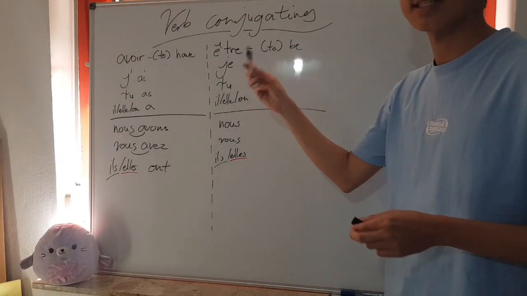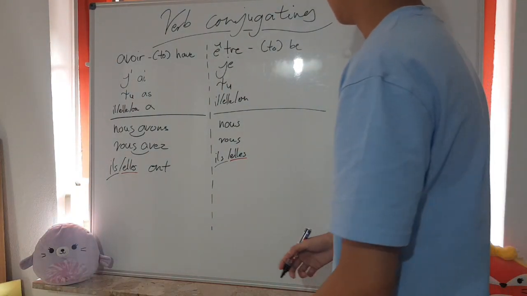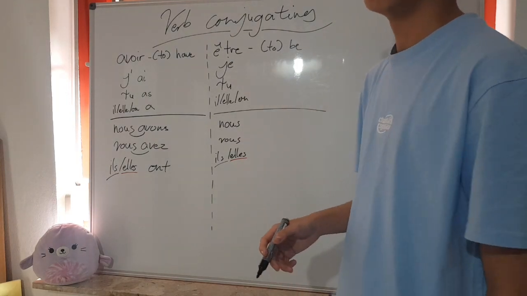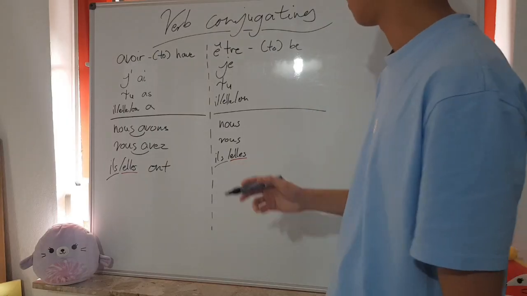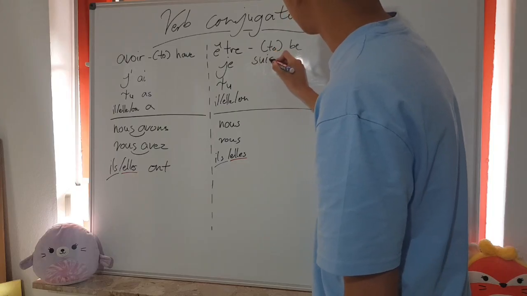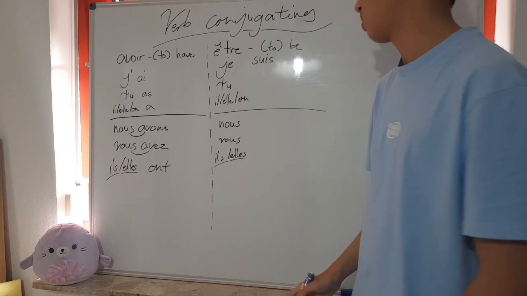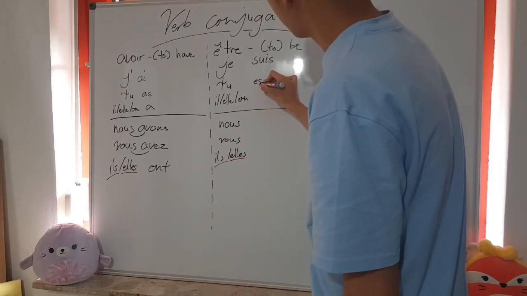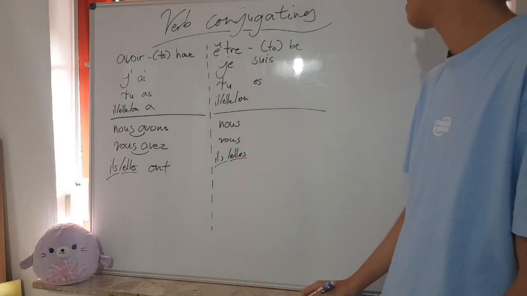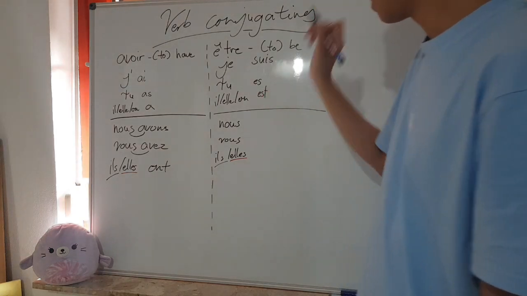We have être, which means to be, which is also an irregular verb. Now we have je, this time with an apostrophe because it does not start with a vowel. I meant by conjugated verb, by the way, which is je suis. Now the next one is tu, which is actually tu es. I know it's weird, but it is what it is.